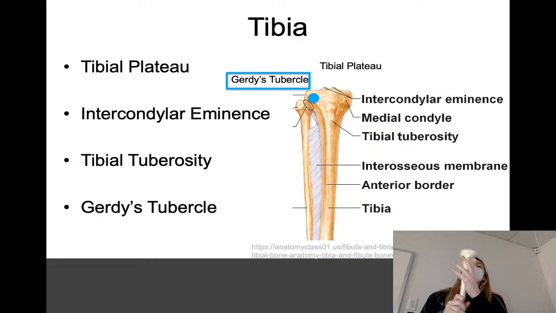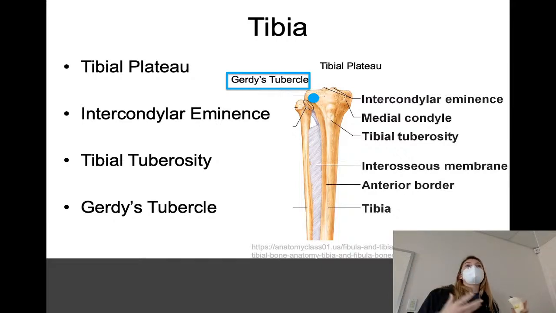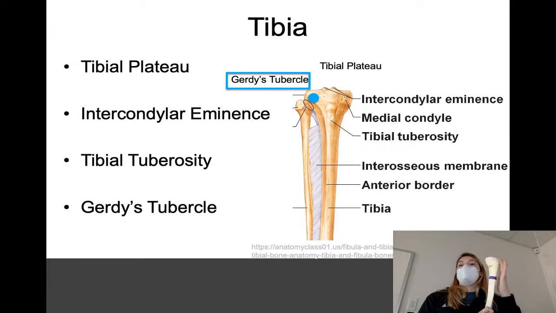It's more of just, if I could let you guys touch the bone, you'd be able to feel it a little better. Basically, Gerdy's tubercle is going to be sitting on that lateral condyle of the tibia. If you feel it, you all of a sudden will have a smaller bump right in front of it. Really, that's just where some muscles and ligaments are going to attach, which is why we point it out, but a lot of people don't even point it out because it's almost an imaginary spot. So Gerdy's tubercle is on the lateral condyle of the tibia.